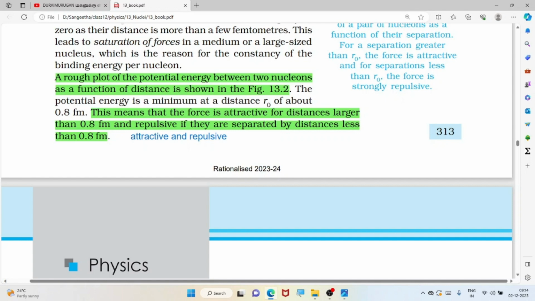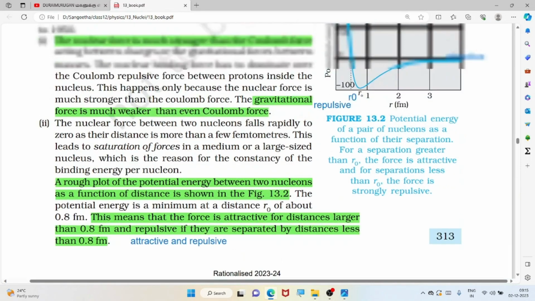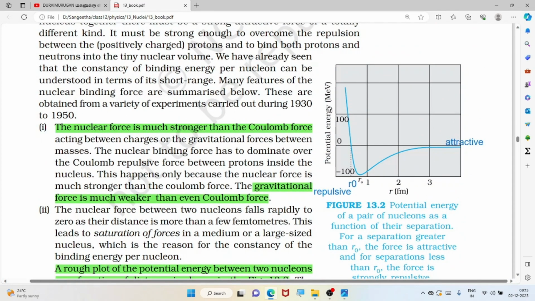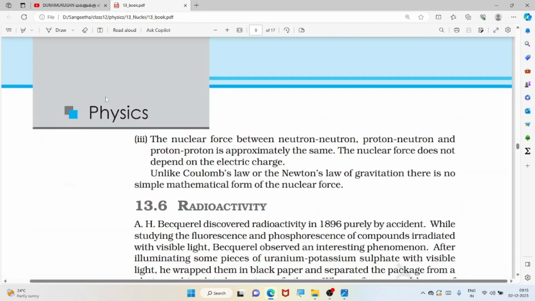For a distance larger than 0.8 femtometer, the force is attractive, and for a distance less than 0.8 fm, it is repulsive. If it is less than, then it is repulsive. Greater than means attractive.